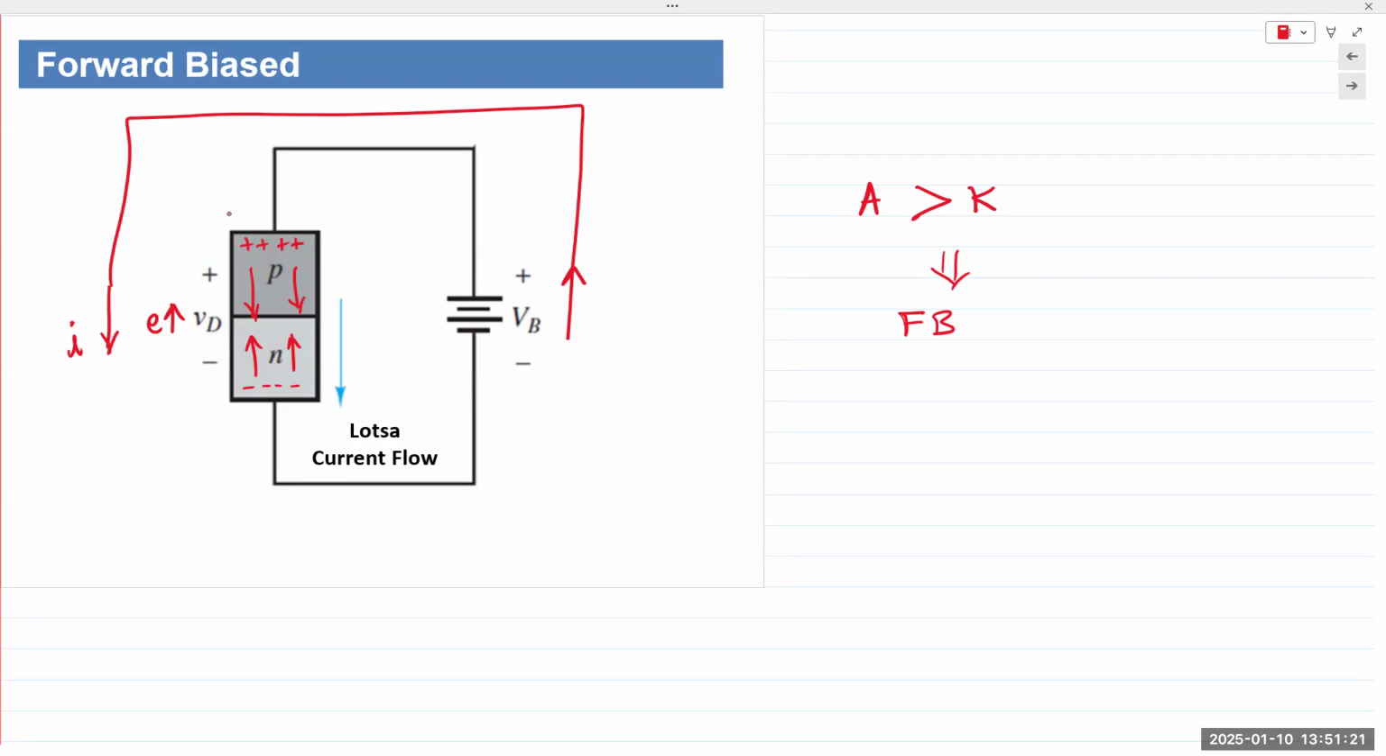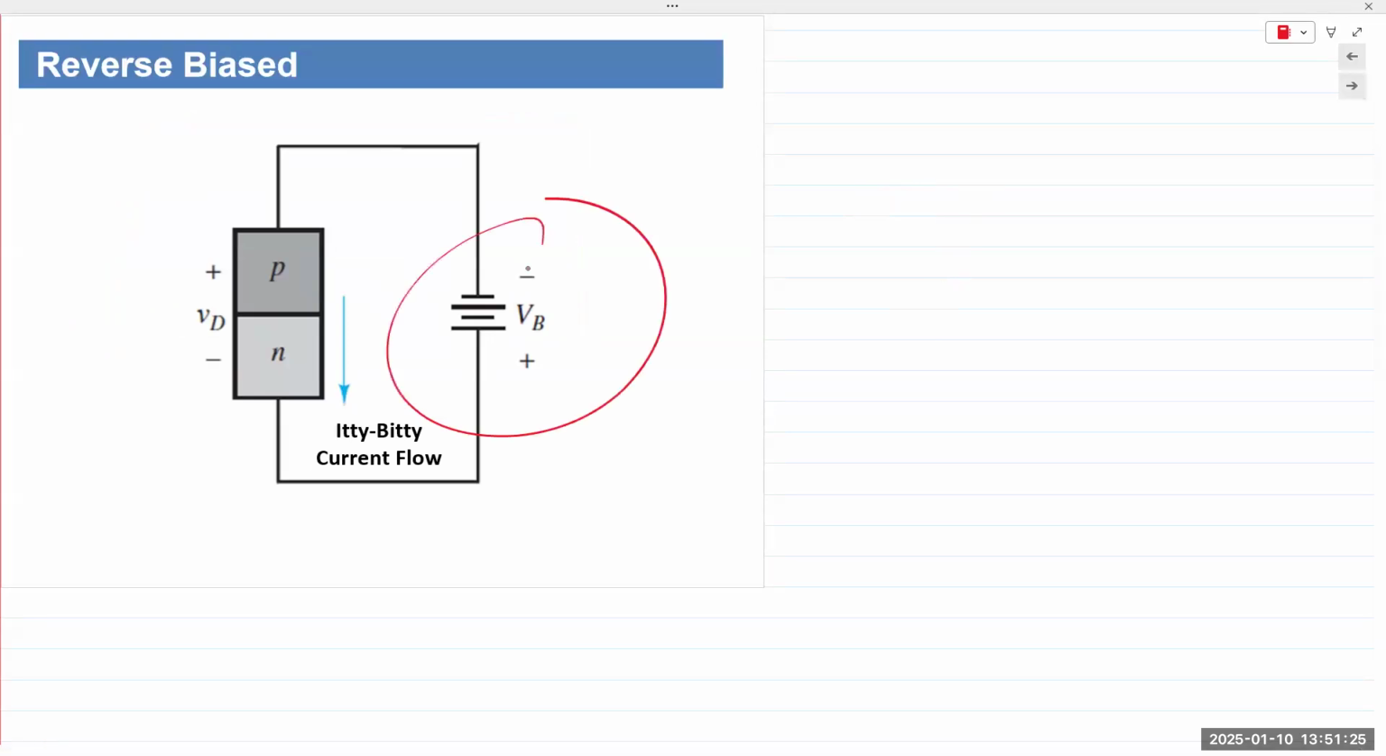On the other hand, if we flip the polarity, now the cathode is higher than the anode. What happens? Electrons that are there in the n-type material are now attracted. See the electrons here, they are attracted by the positive terminal of the battery.